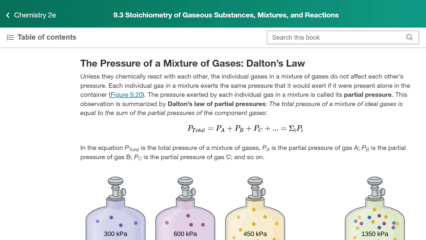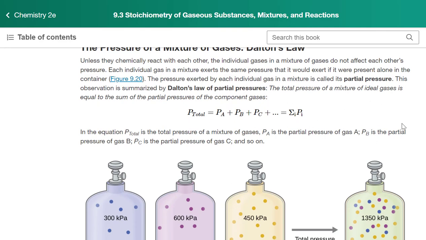Okay, the next thing we'll talk about here is the pressure of a mixture of gases. Again, I don't care that you remember the name of this law. This one is sometimes initially confusing to people who see it the first time, because this looks very complicated with all of the summations going on here.